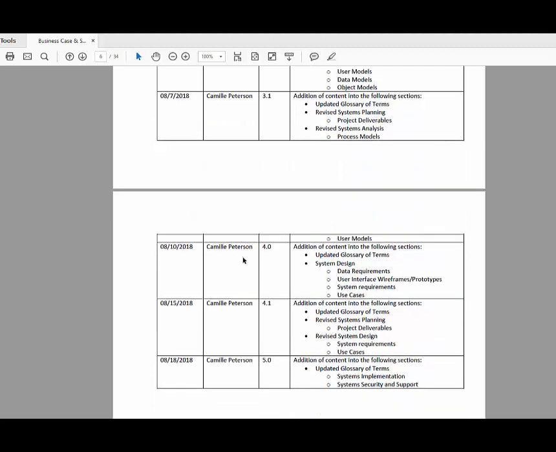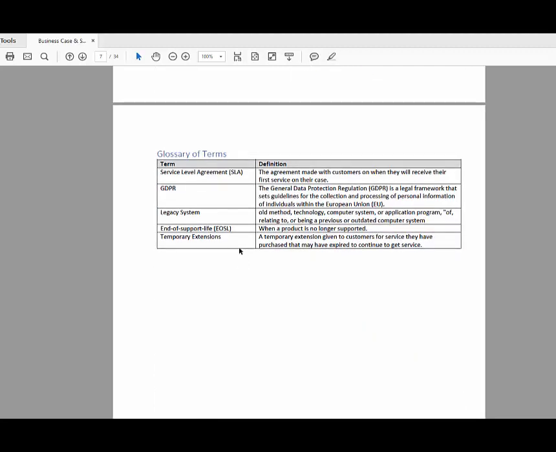You'll also see that there's a glossary of terms. Both the revision histories and the glossary of terms are two items that your group will most likely be making changes to throughout the project intervals. Keeping these up to date will ensure that all members that are reading or utilizing your business case information understand what the glossary of terms are and when the revisions are done.